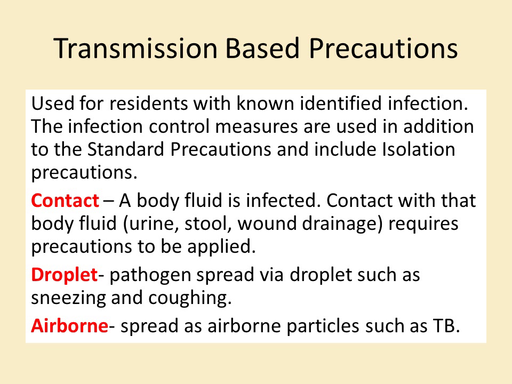Types of transmission-based precautions include contact, droplet, and airborne. For contact precautions, the pathogen is located in a body fluid. So contact with that body fluid would require the additional transmission-based precautions to be used. Otherwise, standard precautions can be applied. Droplet and airborne precautions require the use of a private room and masks for stricter control.